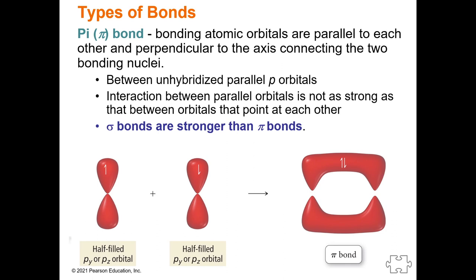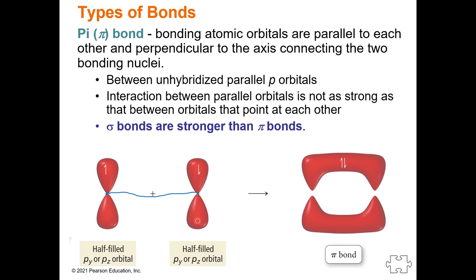The other overlap that we would see would result in a pi bond. So here we're going to draw our internuclear axis again. Okay, this time our overlap is going to occur above and below the internuclear axis. So our p orbitals, this p orbital is from one atom, this p orbital is from another atom.